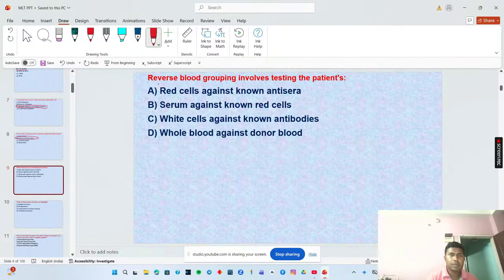Now, reverse blood grouping involves testing the patient's serum against known red cells. In reverse blood grouping, we test the patient's serum against known red blood cells, and in forward blood grouping, we test red cells against known antisera.